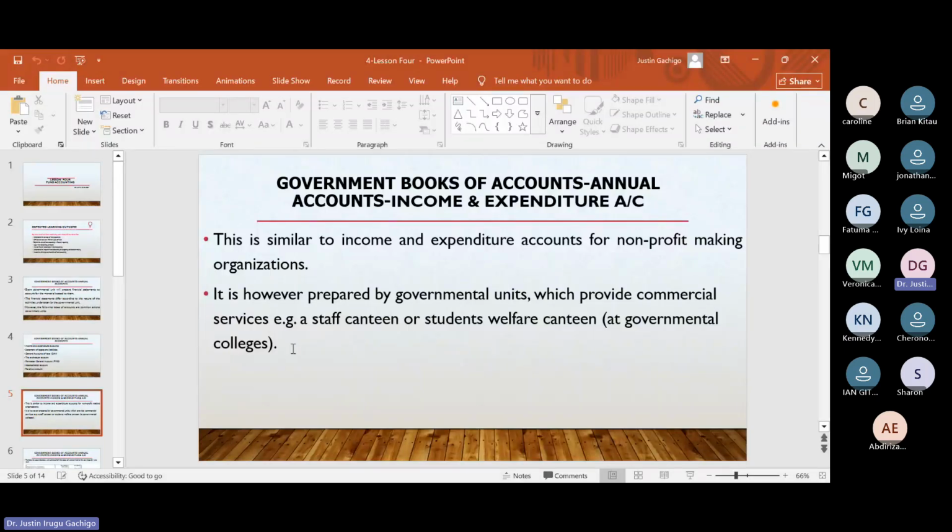So for example, if you go to barracks, let's say Laikipia barracks or Nanyuki barracks or whichever barracks, there is a mess, which is what we normally call the staff canteen. So those canteens are the ones that maintain this income and expenditure account. Even the one at Chuka University, I believe there is a student canteen at the university. So that canteen should provide the income and expenditure account.